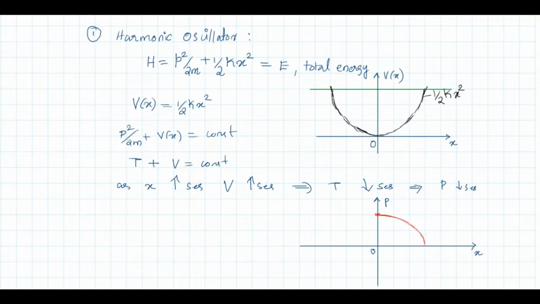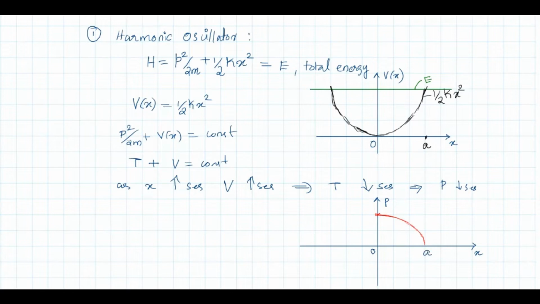Then we can see that up to this point, let it be A, up to x equal to A, this potential energy curve is below the total energy value. Potential energy value is less than total energy up to x equal to A. That means kinetic energy will be positive. At x equal to A, total energy equals potential energy. That means kinetic energy becomes 0 and momentum becomes 0. That is why this momentum reduces to 0 at x equal to A.